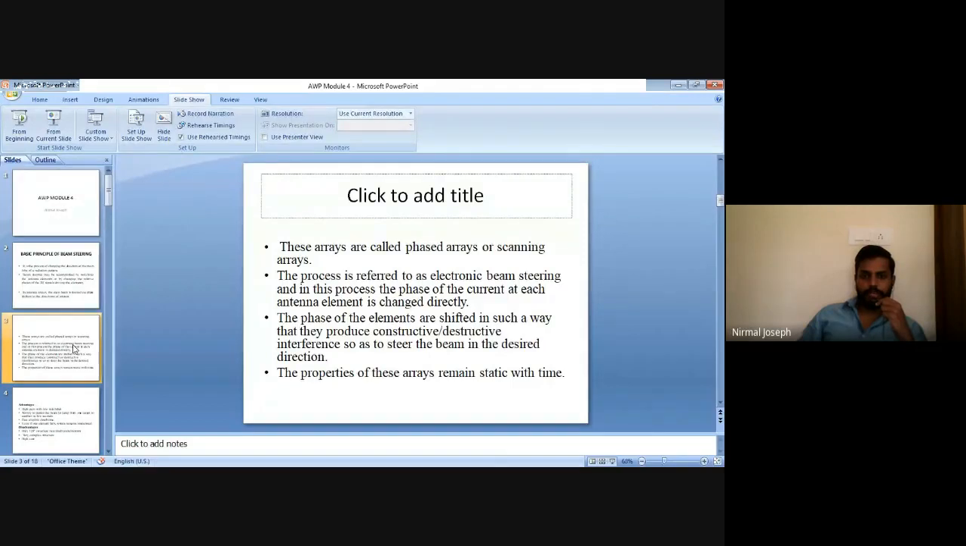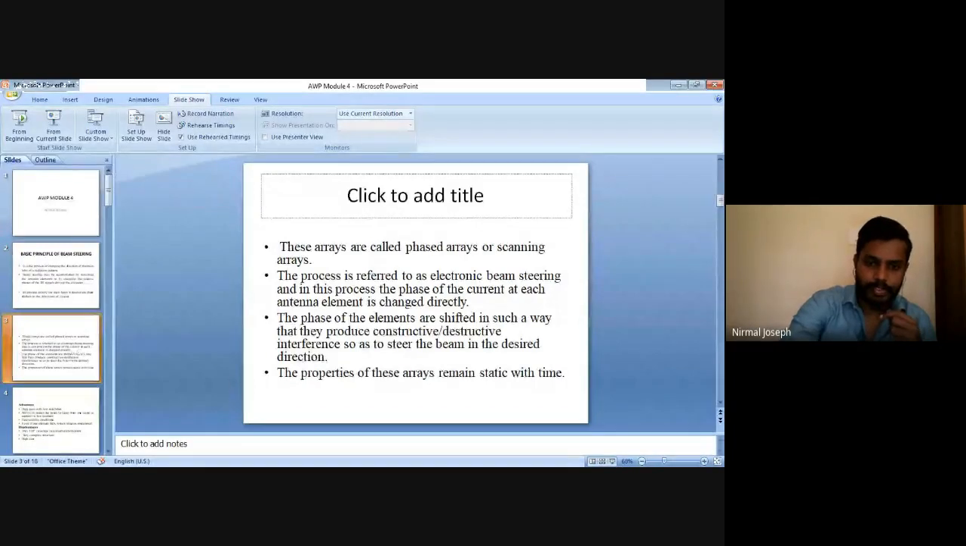The process is referred to as electronic beam steering, and in this process, the phase of the current at each antenna element is changed directly. That we already discussed. The current we are supplying to each of the antenna elements is changed directly. Then, how this change in directivity or change in main beam occurs, we are going to see next. The phase of the elements are shifted in such a way that they produce constructive or destructive interference so as to steer the beam in the desired direction. That's it. It is as simple as that.